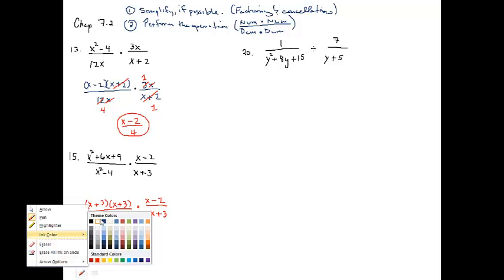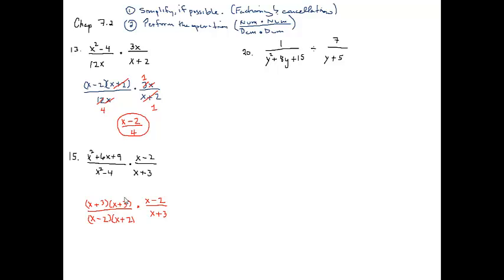Great. Now let's see if we can cross or cancel. Well, x plus 3 cancels out, x minus 2 cancels out, and I'm left with 1s here, right? Let me make sure I write my 1s. Which means my final answer is x plus 3 times 1, which is x plus 3, divided by x plus 2. Good. Awesome. Number 20. Now, number 20 is telling me to divide, right?